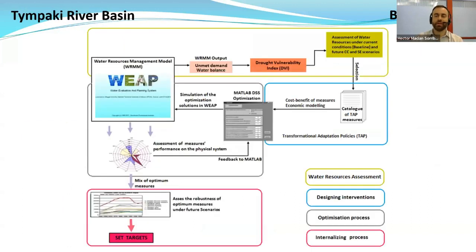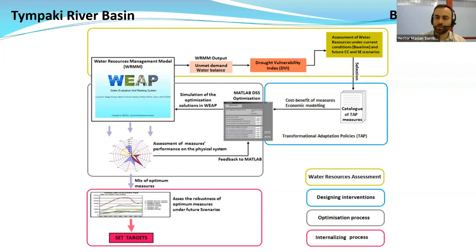Then finally, the fourth lab in Europe is in the Tempaki River Basin, placed in Greece, in Crete. Here in the Tempaki River Basin, the central part will be a new WEB model, a new water resource management model that will be used to compute water balances in the river basin, find out unmet demands, and also drought vulnerability through the drought vulnerability index, DVI. And with these models, the idea is to assess the water resources and the status of the current situation, and also future climate change and socioeconomic scenarios.